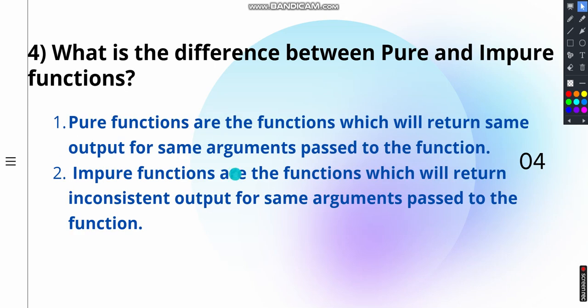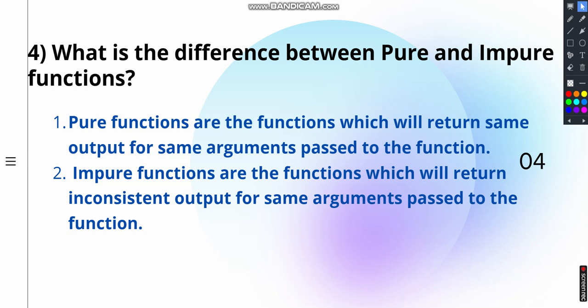Let's see the next question. What is the difference between pure and impure functions? Pure functions are functions which will return the same output for the same argument passed to the function. If we pass the same argument again and again, we are supposed to get the same result. They will not have any side effects. Pure functions don't have any side effects, and they do not modify anything in the non-local state.